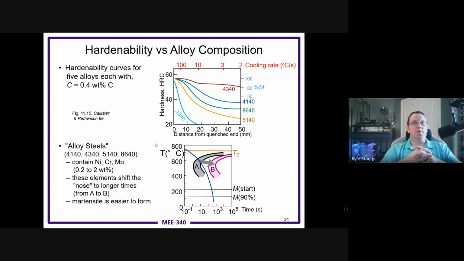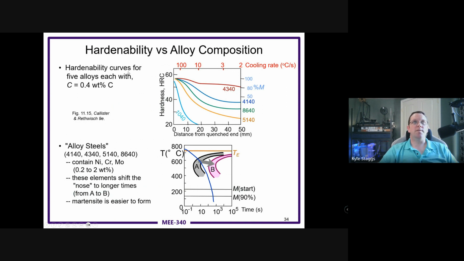Alloy composition also changes the way that things can be hardened. So starting all the way at the left with a 1040, you can get a very high hardness, but the farther and farther distance from the end, something like a 4340 is not going to change that much in terms of hardness. If we saw a much lower, like a 1010 steel or something like that, it wouldn't have any change in hardness at all. It would just be somewhere down here as almost like a flat line. It wouldn't change.